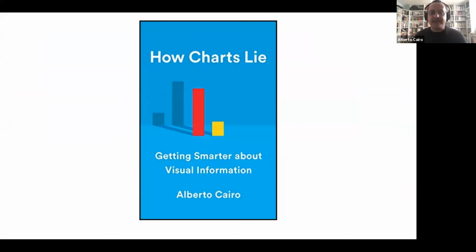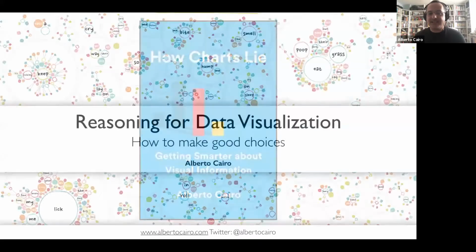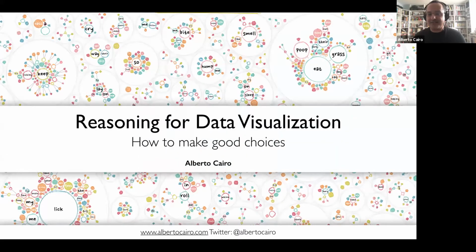So I thought that instead of talking about the book, although the talk will include a few parts that provide content that comes directly from the book, I'm going to do something slightly different. I am going to talk a little bit about what I'm doing now and what I'm thinking about right now. So the title of the talk is not going to be How Charts Lie. It's going to be Reasoning for Data Visualization, how to make choices when we design visualization. Because this is what I'm thinking about right now towards future writings that I'm going to mention in just 1 minute.